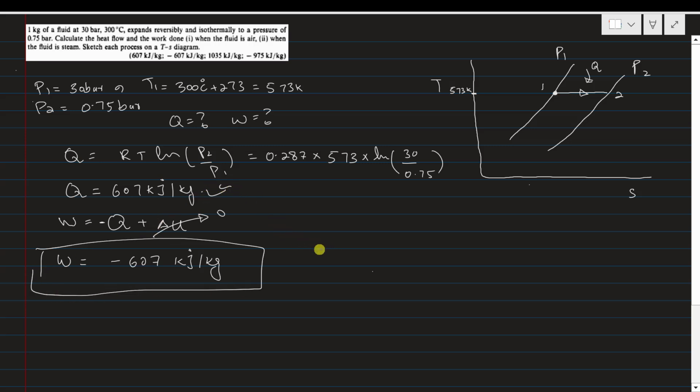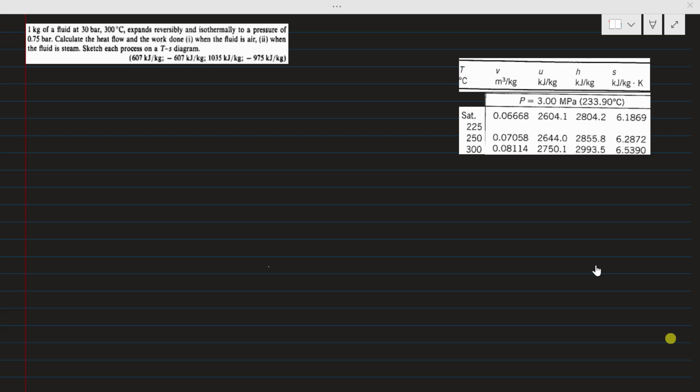I hope you understand this part of the problem 5.10. Now further we will find the heat supplied and the work done by the system when the working fluid is steam. So stay tuned with us now. From the same problem that we previously solved to find the heat flow and the work done when the working fluid was air, this time we are using the working fluid as steam, and for that the pressure P1 and temperature that are provided, we are writing down.